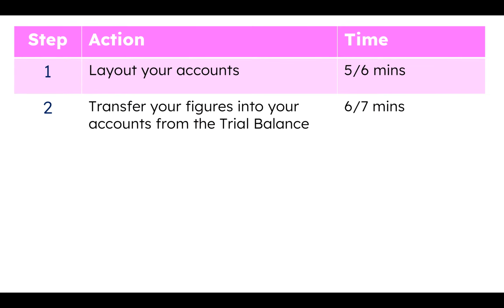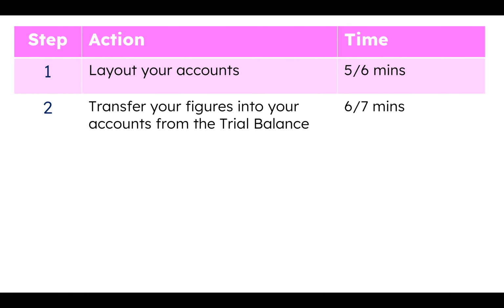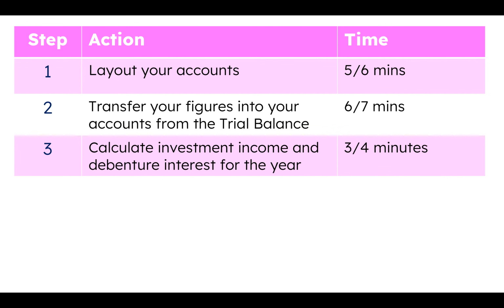So as I say, there are 6 different steps that I would like you to take to answer this in order to maximise your marks and minimise your mistakes. So first of all, I would say for you to lay out your accounts, that should take 5 or 6 minutes. Then I would say transfer your figures into your accounts from the trial balance, should take 6 or 7 minutes. Then we would have step 3, calculate the investment income and the debenture interest for the year, and that should take 3 or 4.